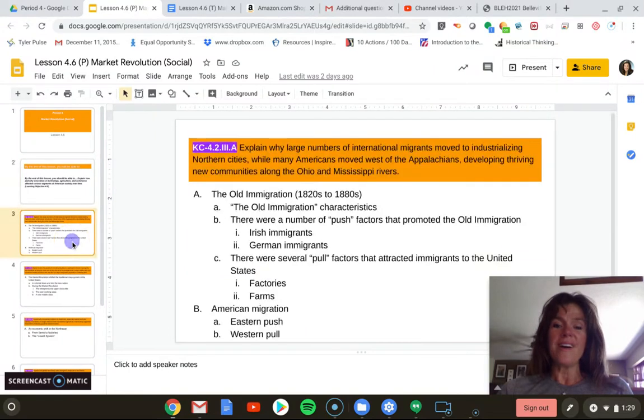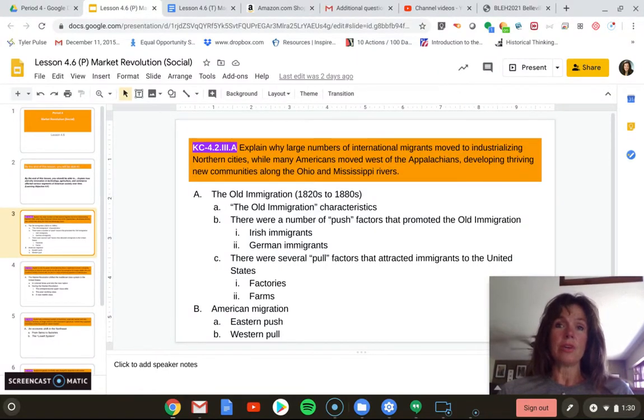Let's move on. This first key concept is about how the market revolution attracted immigrants into northern cities. And many Americans then began to move west of the Appalachian Mountains, and new settlements in Illinois and Missouri along the Ohio and Mississippi rivers came about. Because we're looking at history as a whole, this immigration during period 4 through period 5 is known as the old immigration.